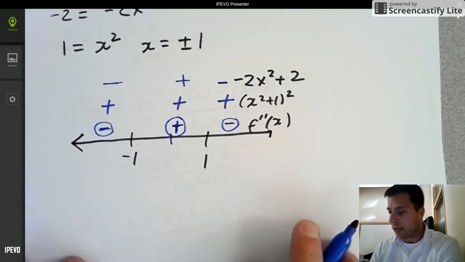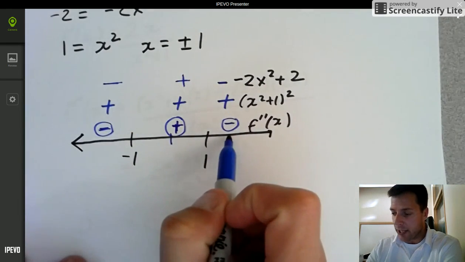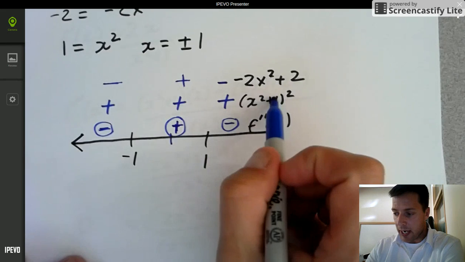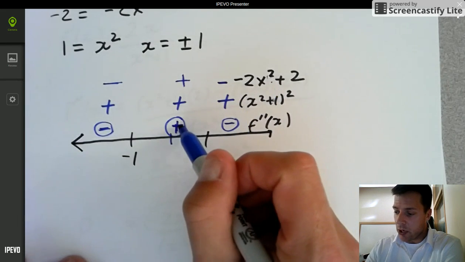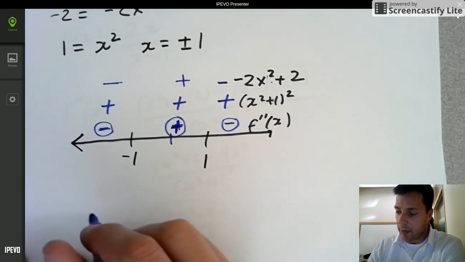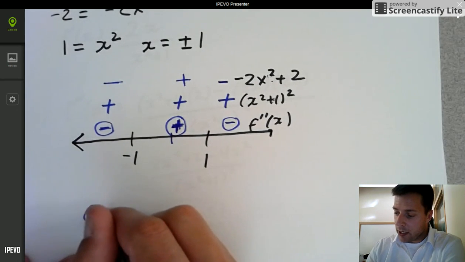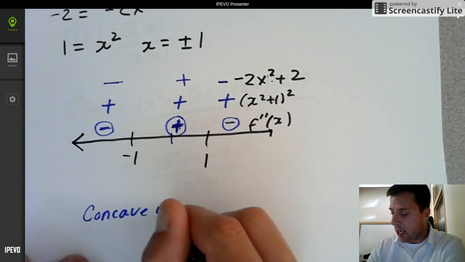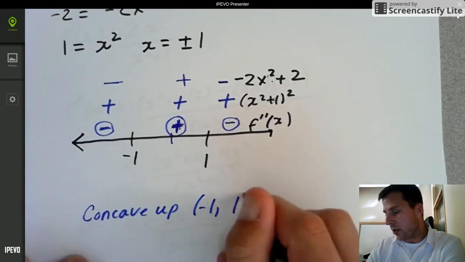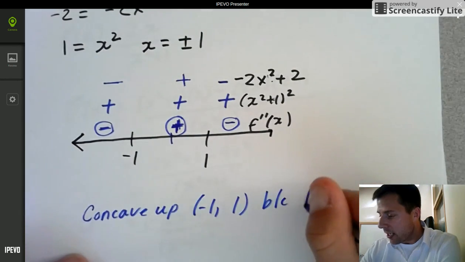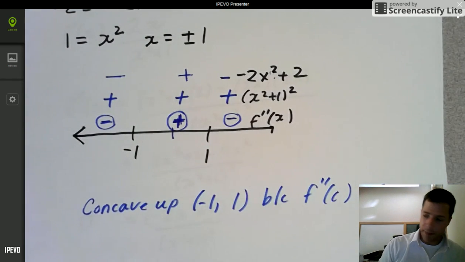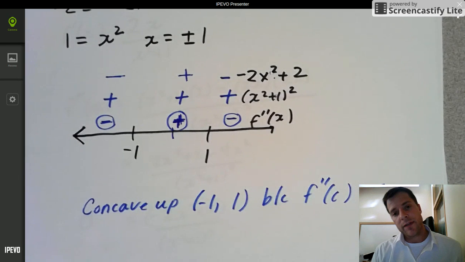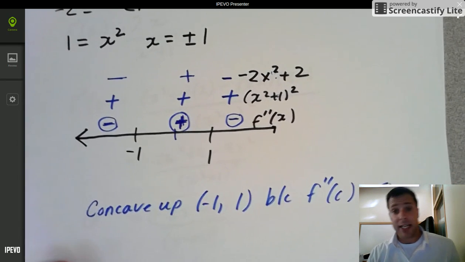And here's the trick. I plug different values into my quotient to figure out what the value is going to be. And we want to know where the concavity is positive. Well, that's going to be between negative 1 and 1. So we're concave up from negative 1 to 1 because f double prime of c is greater than 0. It's positive. So that's how you can find the concavity of a function using the second derivative in a sign analysis.